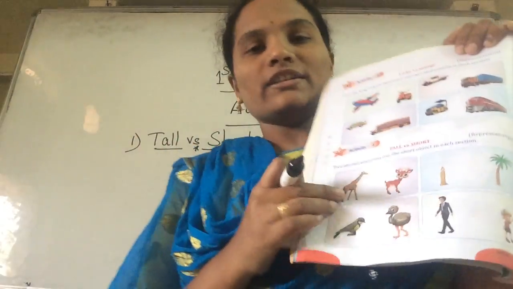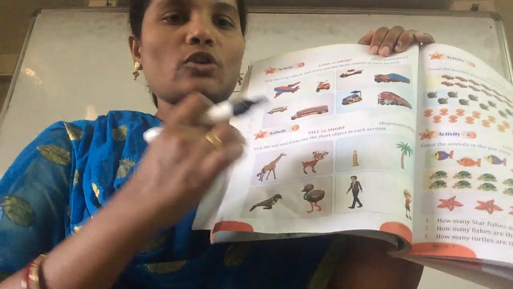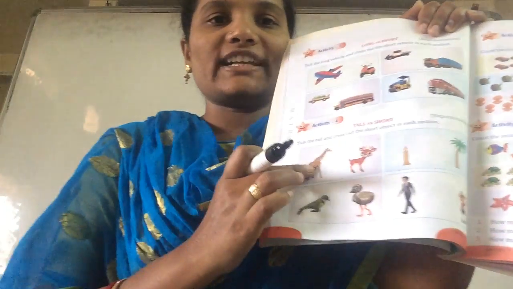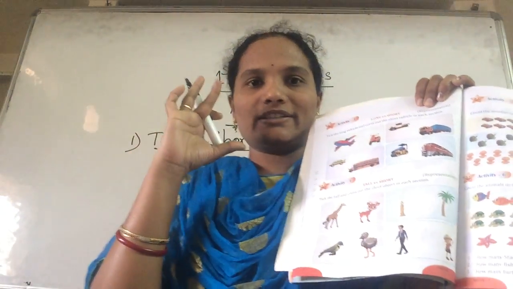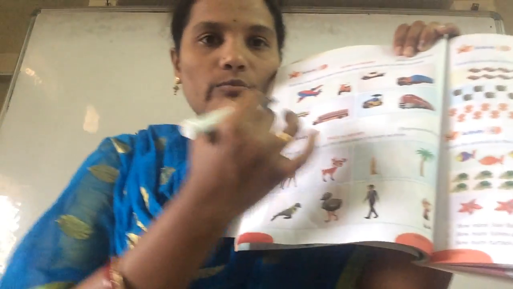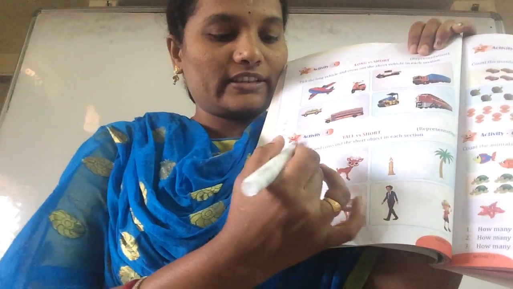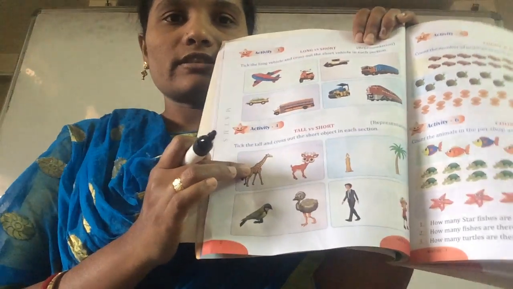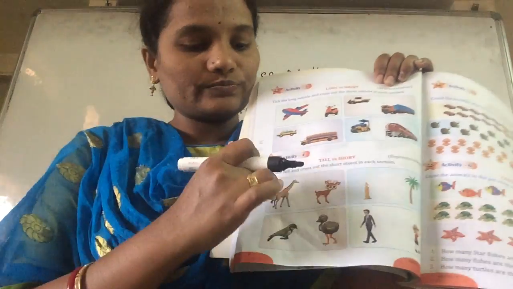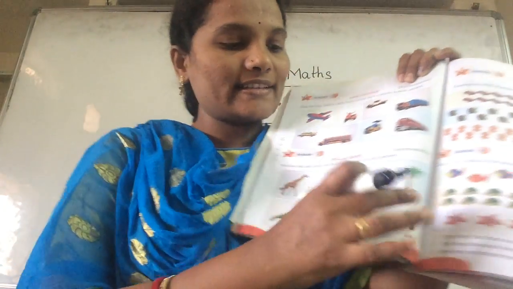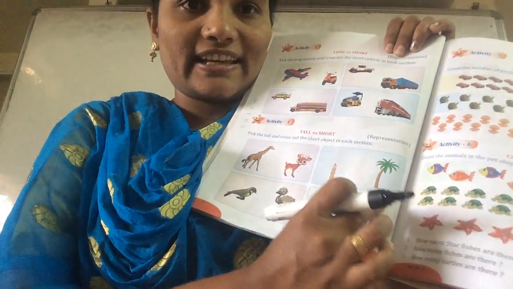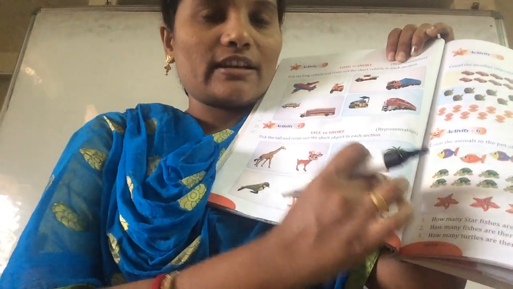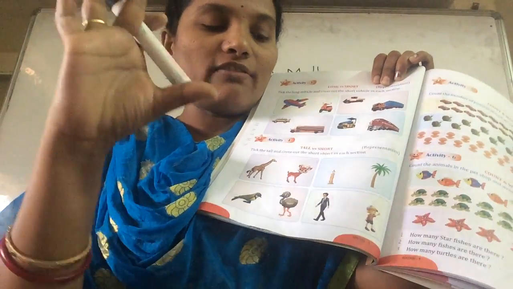First one, here giraffe and deer. You compare these two. Which one is the tall one? Giraffe is always a tall animal. So put a tick or cross to giraffe. Okay, children. Now next, here one candle is there, one tree is there. Which one is the tall one?